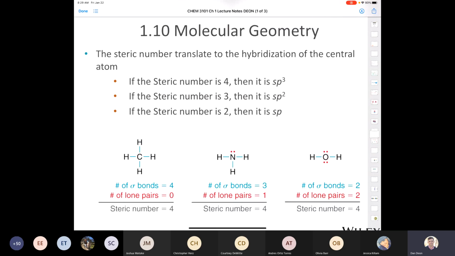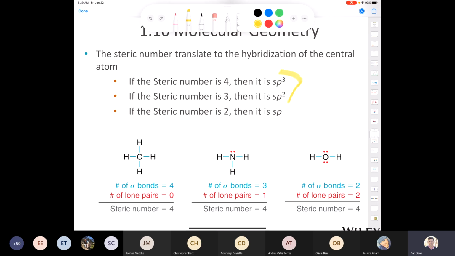So here's the answer to the question that was in the chat. The steric number can translate to the hybridization of the central atom. Here's a really quick and dirty summary. If the steric number is 4, it's sp3 hybridized. If the atom has a steric number of 3, it's sp2. And if the atom has a steric number of 2, then it's sp hybridized.